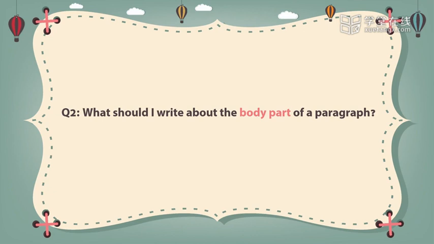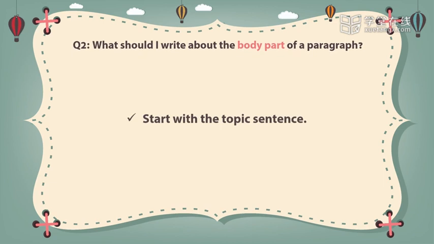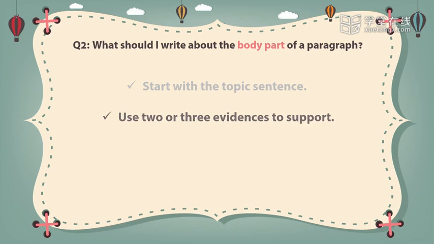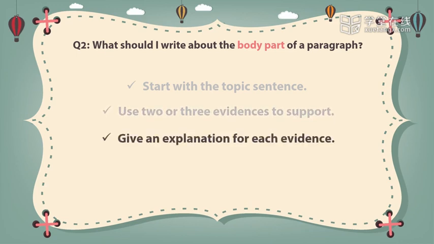What about the body part of a paragraph? What should I write? When you develop that idea, you should, again, start with the topic sentence that already shows what idea you're going to talk about. After that, you should use 2 or 3 pieces of evidence that will support your idea or your argument. And for each one of those pieces of evidence, you should give an explanation. So you've mentioned evidence and explanation. What do they refer to?